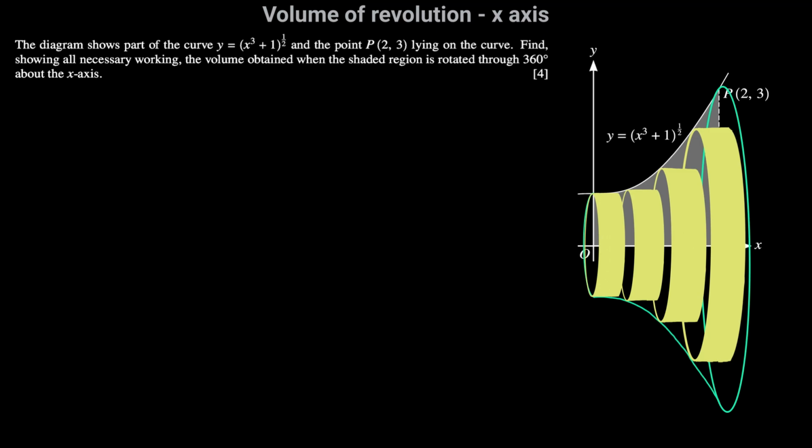Now what's the volume of each disc? Well, each disc over here is a cylinder. And we know that the volume of a cylinder can be calculated using the expression V is equal to pi r squared h. Here V is the volume, r is the radius, and h is the height of the cylinder.